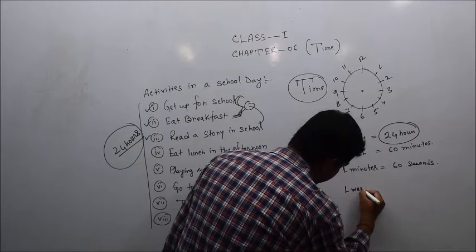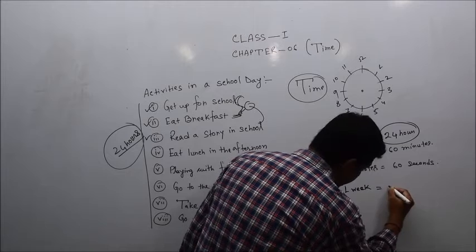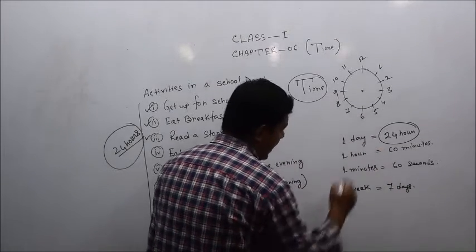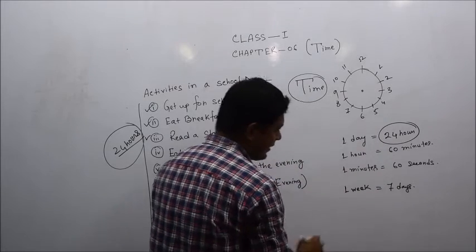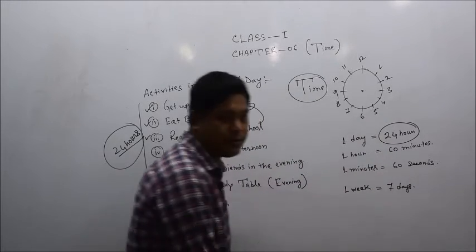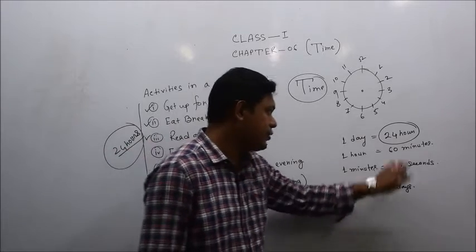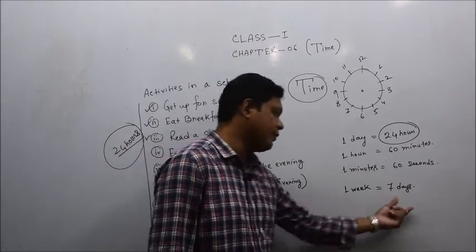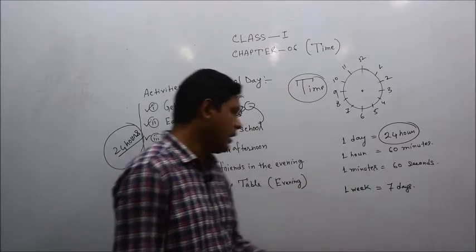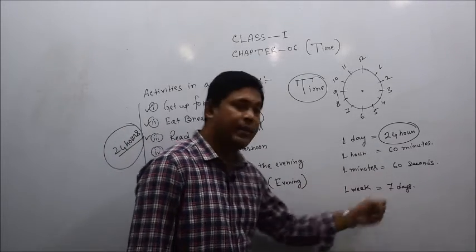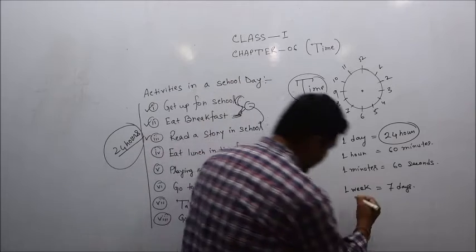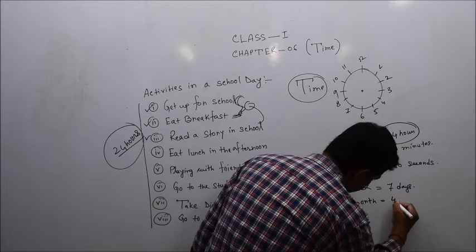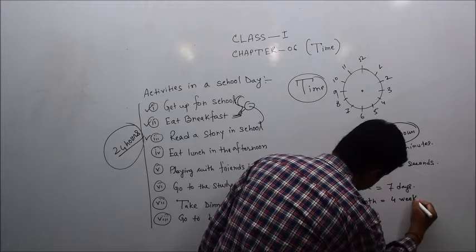Again, this time, 24 hours, we have weeks, isn't it? In 1 week how many days do we have? 7 days. 7 days make 1 week, and 1 day is equal to 24 hours. That means in 1 week, how many hours do we have? 7 into 24. You have to multiply 7 into 24 to find out how many hours are in 1 week. So in 1 week, 7 days. Again, in 1 month, how many weeks will there be? Normally 4 weeks will be there in a month.